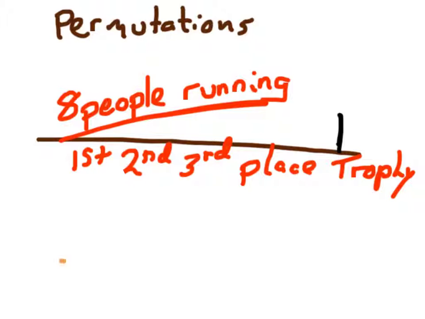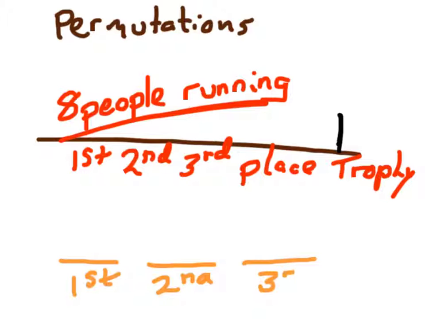We could say, well, here's first place. Here's second place. And here's third place. So as we look at this, 8 people running down the track, how many of those 8 people could actually get first place? 8. I mean, any one of them could land there. It could be the yellow guy, it could be the green guy, anyone. So there's really 8 options that could run down that track and get there first.